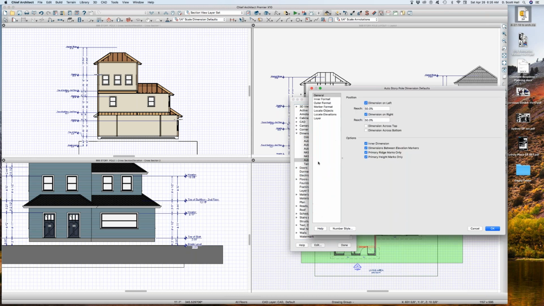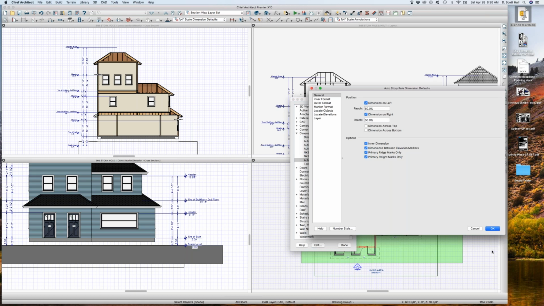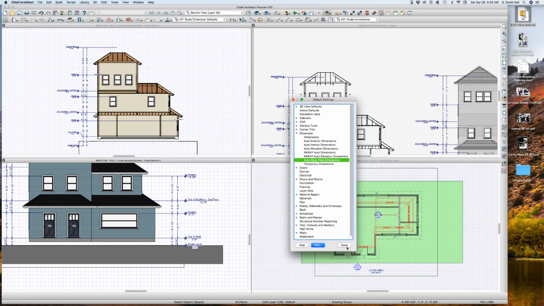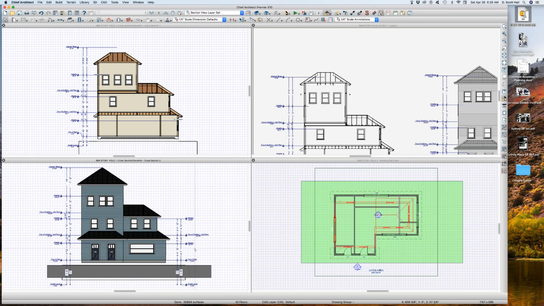Dimensions, story pole, grade level marker, minus 10 foot. That's where sea level is. Because I'm telling you, my house is going to be 10 foot above sea level, period. Okay, done. MS. There it is. So that's really what I want.